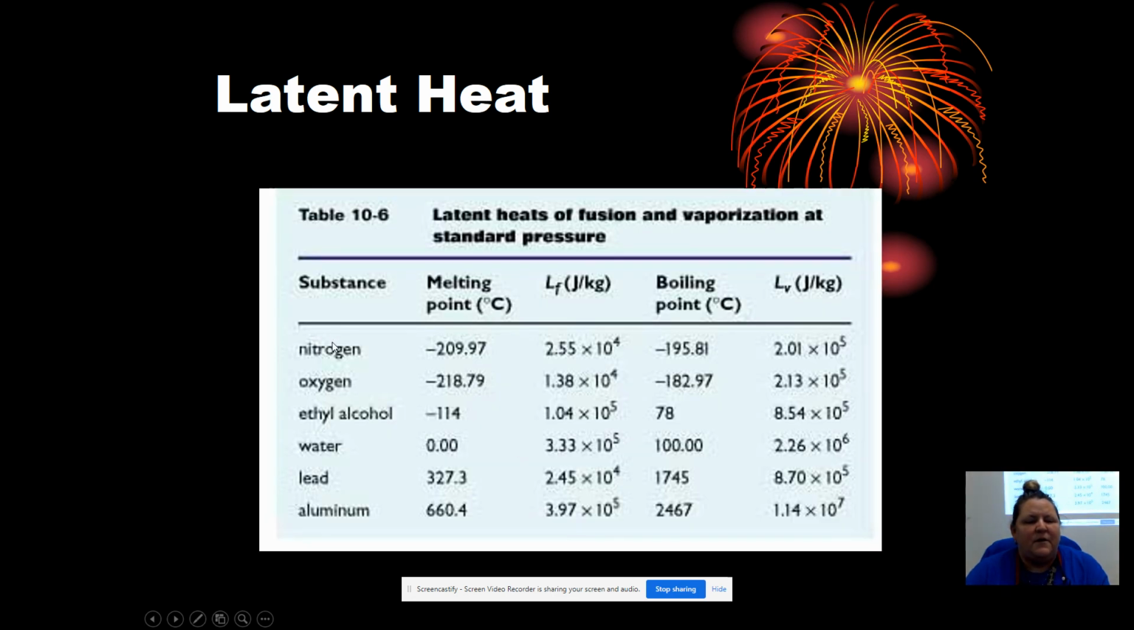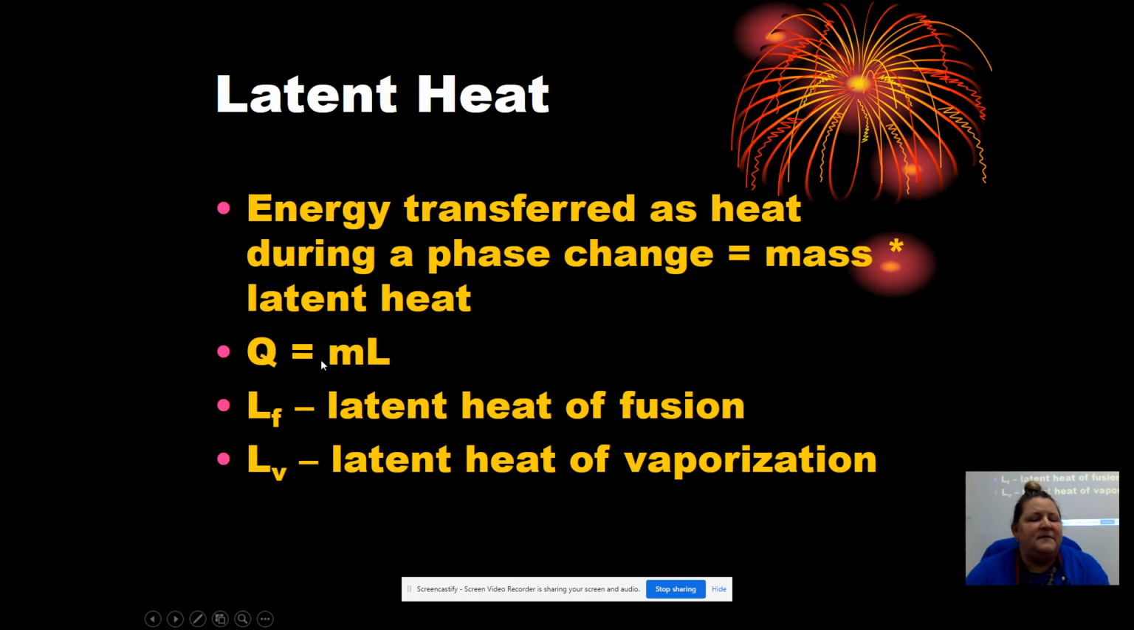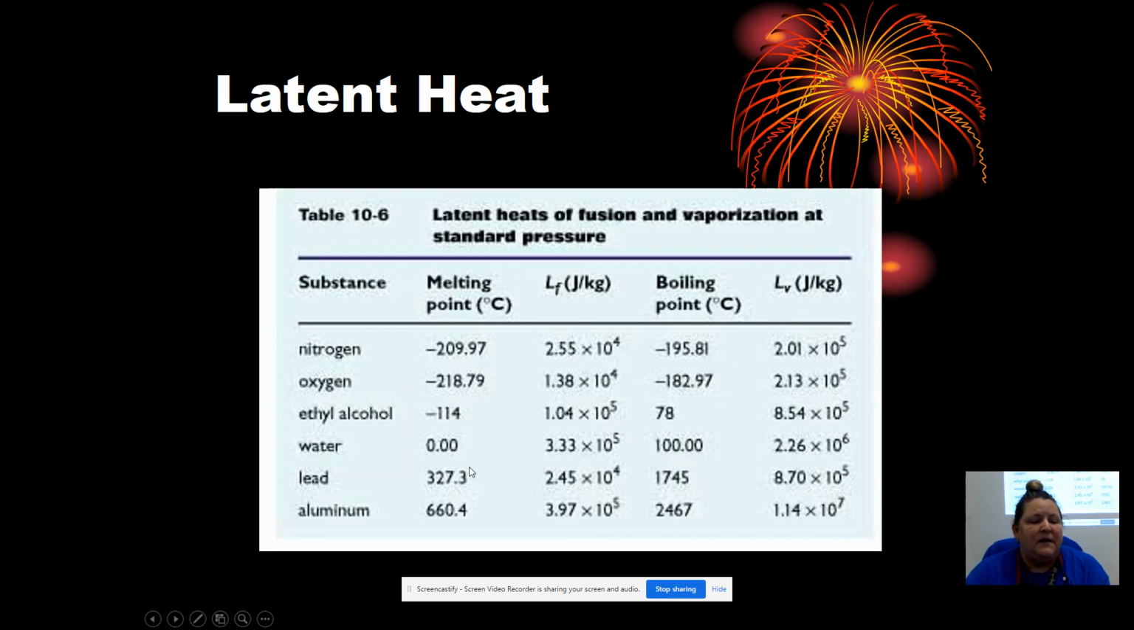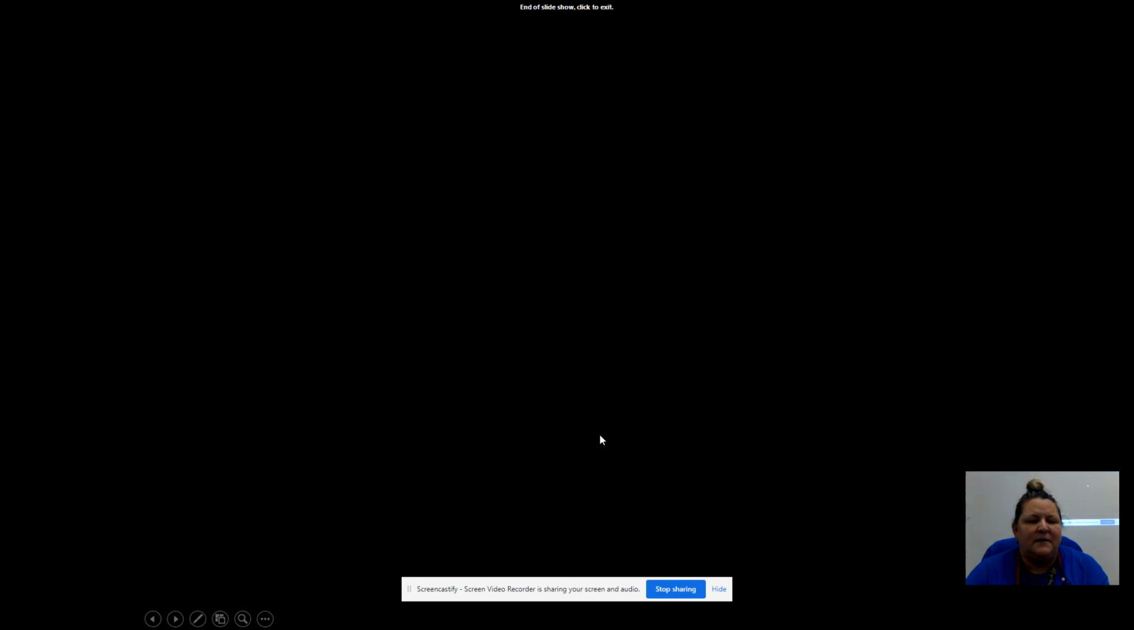So here are, I'll go back. Heat is equal to the mass times your latent heat. And again, some examples of latent heat of fusion and vaporization. And take a look at that chart when you play the notes back.